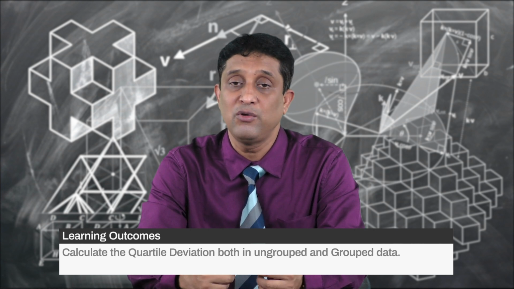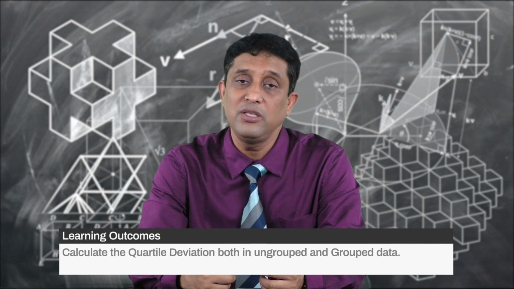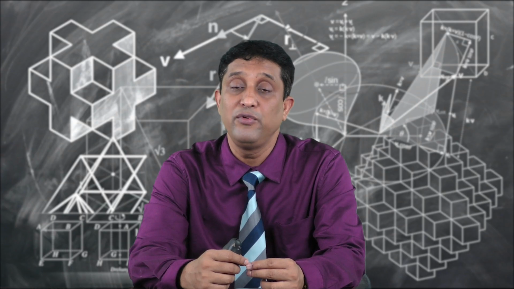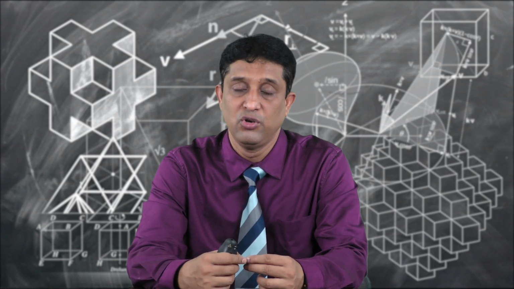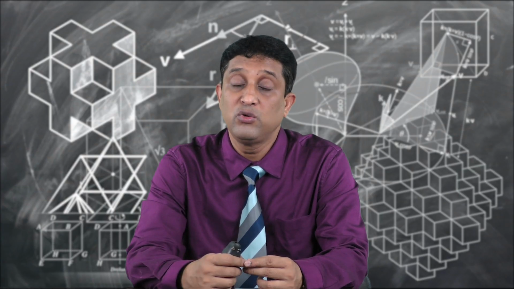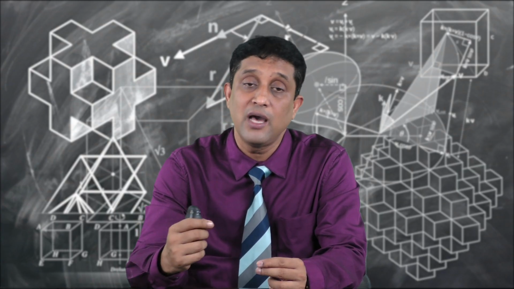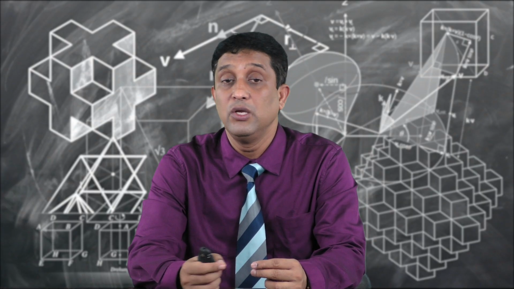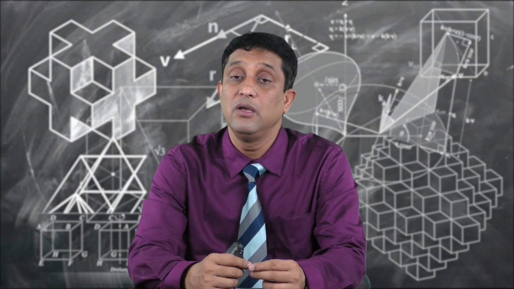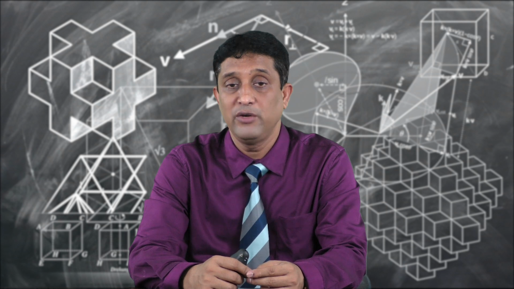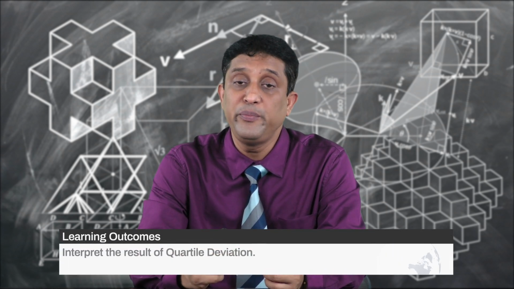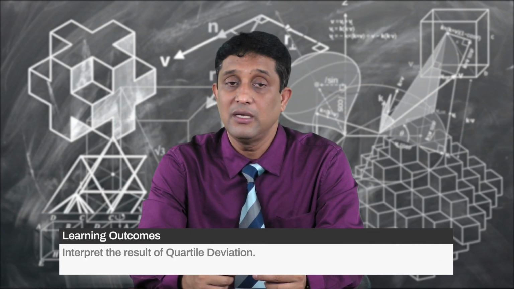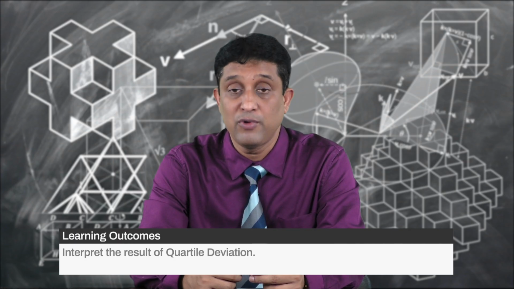So two types of data will be there. One is ungrouped data and the other is grouped data. Ungrouped data is data given in terms of raw values, individual scores. And grouped data is when the scores are grouped, organized in terms of class intervals. So you will learn how to calculate quartile deviation both in ungrouped as well as grouped data, and further how to interpret the result that we get by using the quartile deviation.